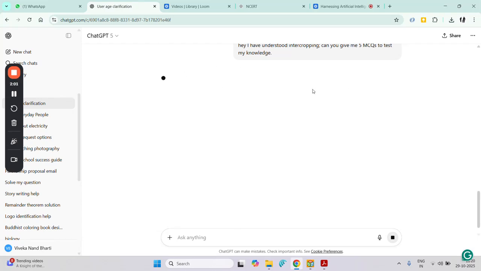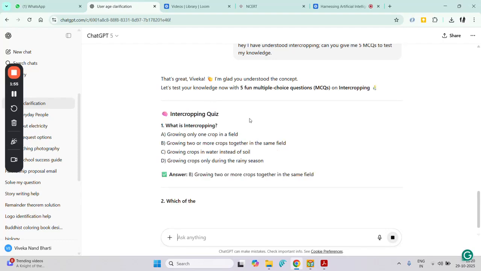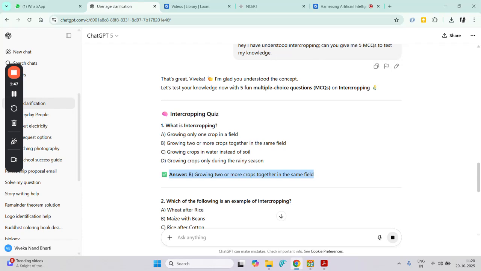What does GPT give you? Okay, see, here it is. Intercropping quiz. What is intercropping? And the answer is here. You can just say, give me the questions without answers. And once you answer all the questions, then you can say, okay, give me the answers now.